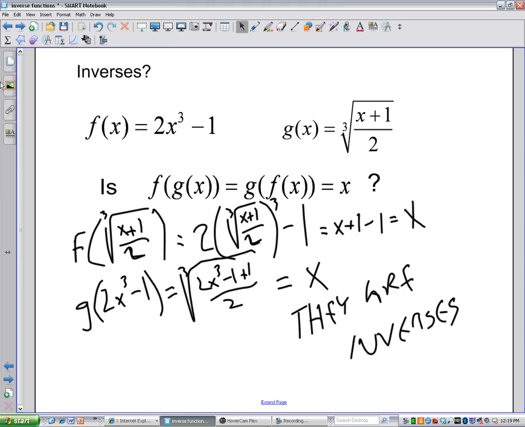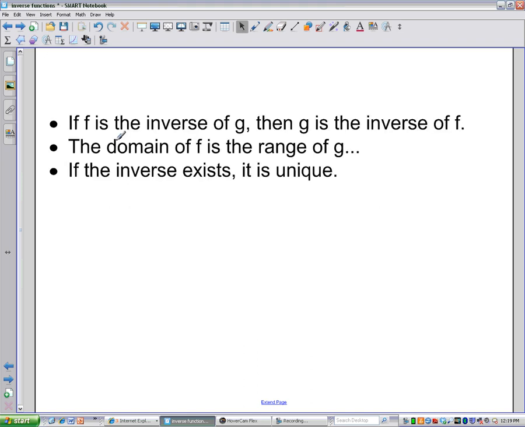All right, so some things about inverses. If f is the inverse of g, then g is the inverse of f. They're inverses of each other. The domain of f is the range of g, and the range of f is the domain of g. They swap places. Domain is the x values, range is the y values. When we do an inverse, we make it all work out. And then the last thing, and this is important: if the inverse exists, it is unique.